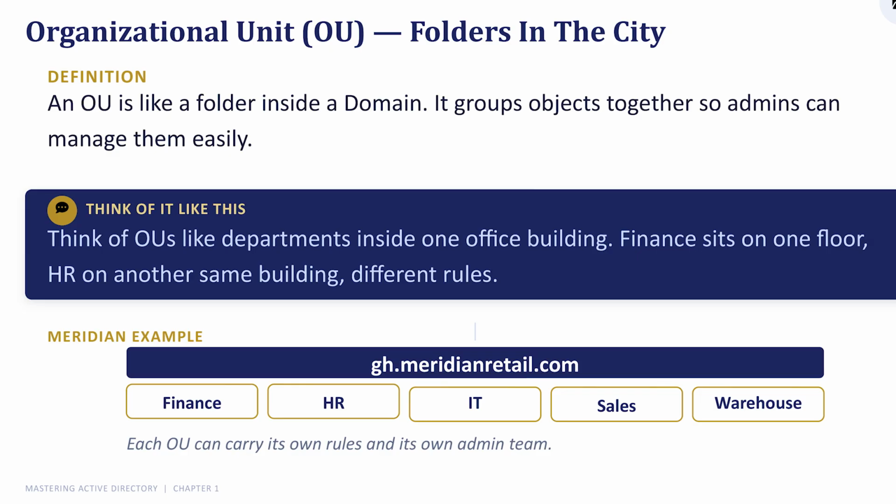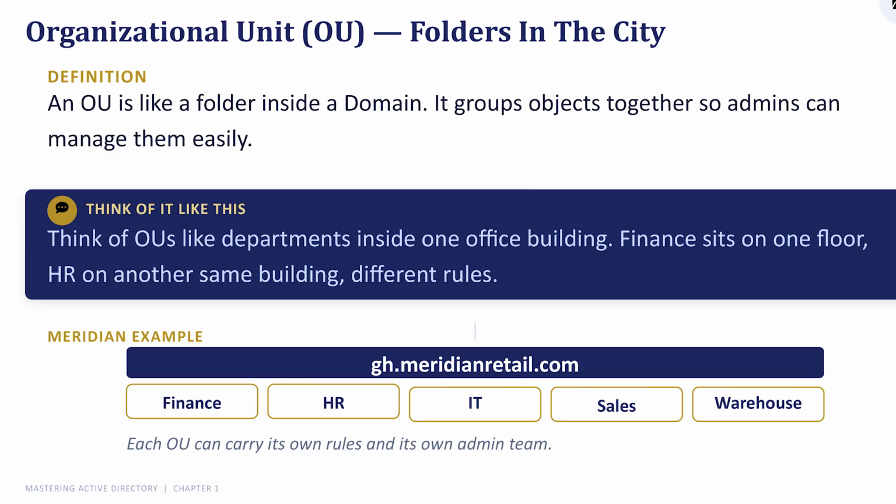For example, finance users may have one set of policy, HR users may have another. IT administrators may have more privileged administrative responsibility. But family, here's something important. An OU, or organizational unit, is not simply a department. The deeper concept is that an organizational unit is a logical container used to organize Active Directory objects for management.